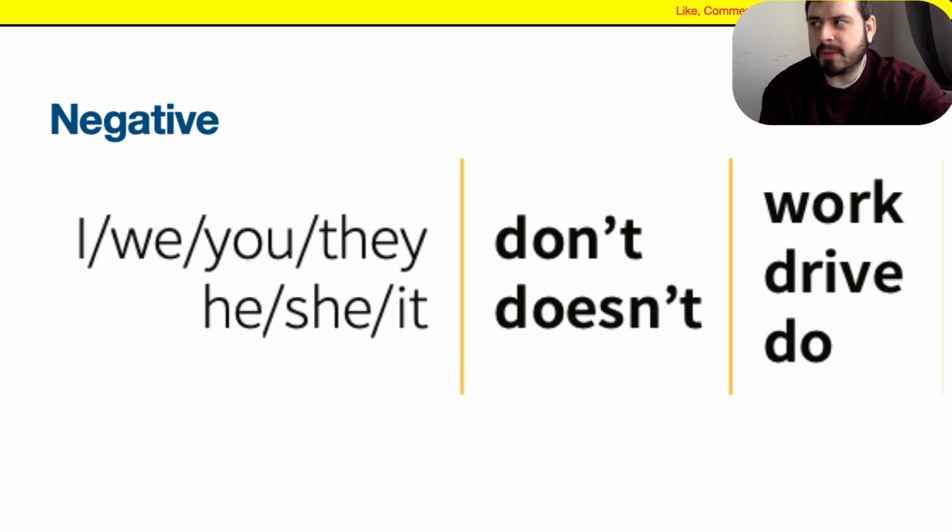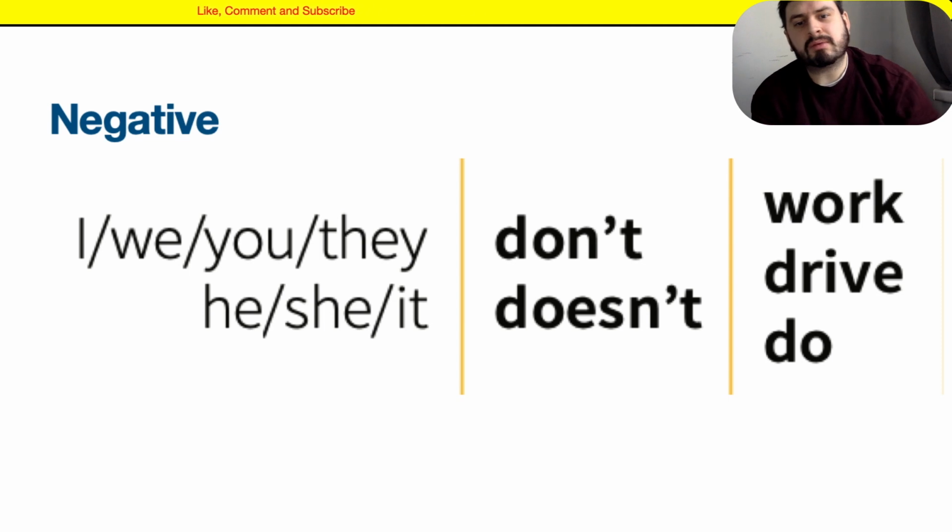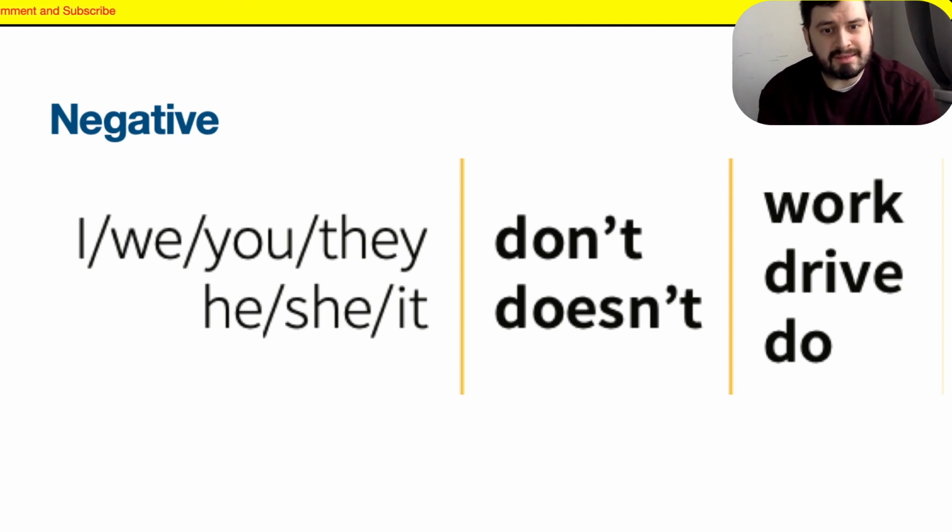How do we say no? Well, we use the negative. Negative is very important that we use don't or doesn't. Again, the rule applies. I, we, you, they don't. He, she, it doesn't. Very important. But the verb just stays in the same form. Work, drive, do, doesn't matter because the S goes on the end of the do to make doesn't, okay? Do and don't are called auxiliary verbs. An auxiliary verb is a helping verb, a grammar verb. We need them in English.